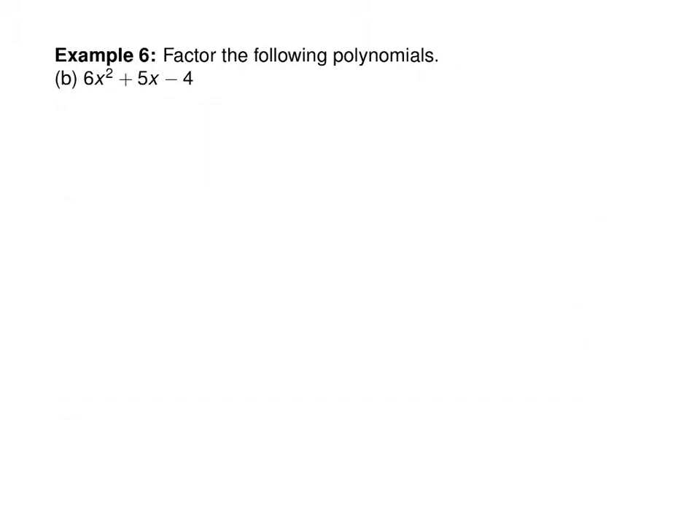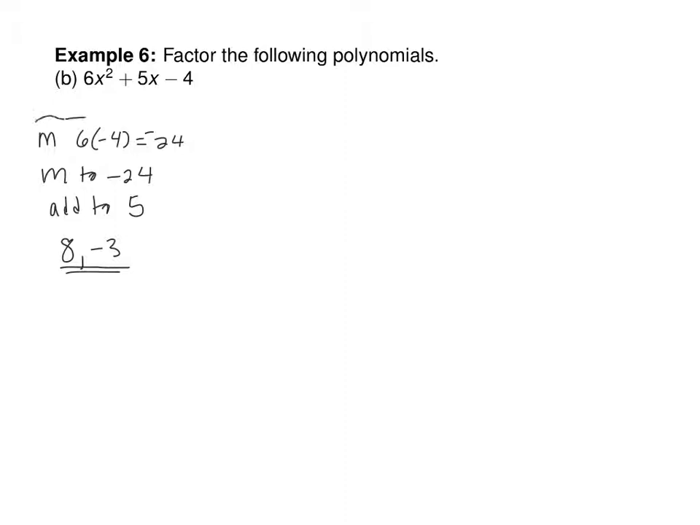So for example, with this one, if we're doing the grouping method, we multiply 6 times negative 4, which is minus 24. The negative matters, so be careful. We need numbers that multiply to minus 24 and add to 5. The numbers that satisfy that property are 8 and negative 3. Notice that if those numbers are going to multiply to make a negative, one has to be positive and one has to be negative.